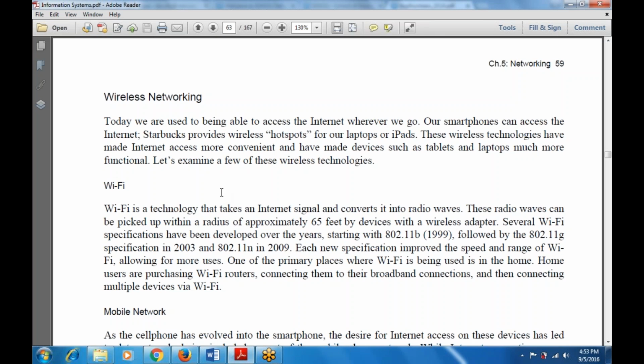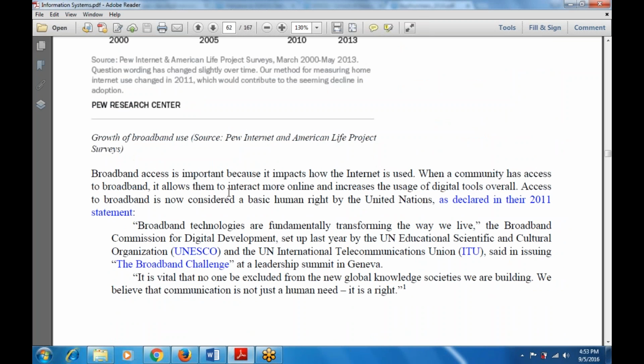So wired connections we have done, and the last part that is left is broadband access. Why is broadband access very important? What is the main advantage? Because it impacts how the internet will be used. When the community has access to broadband, it also allows them to interact more online, and increases the usage of digital tools overall.